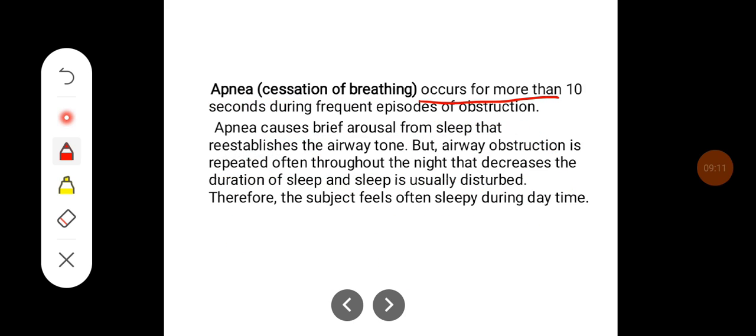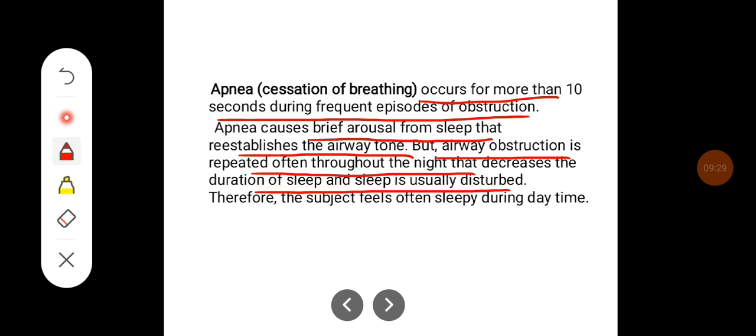Apnea occurs for more than 10 seconds during frequent episodes of obstruction. Apnea causes brief arousal from sleep that reestablishes the airway tone. But airway obstruction is repeated often throughout the night, and that decreases the duration of sleep, and the sleep is usually disturbed. Therefore, the subject often feels sleepy during the daytime.